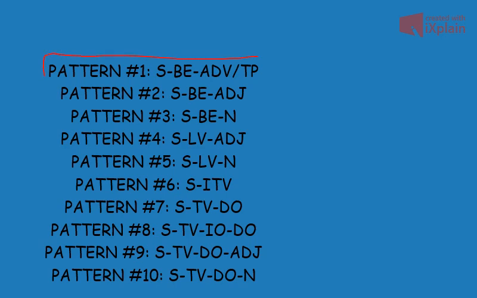Now, notice that patterns 1 through 3 contain the be-verb, then an adverb here, an adjective here, and a noun here. Then patterns 4 and 5 contain linking verbs with an adjective here and a noun here. Pattern 6 stands alone without anything following the verb, which makes it an intransitive verb. Then patterns 7 through 10 all contain transitive verbs, but have you noticed the pattern within the patterns yet?